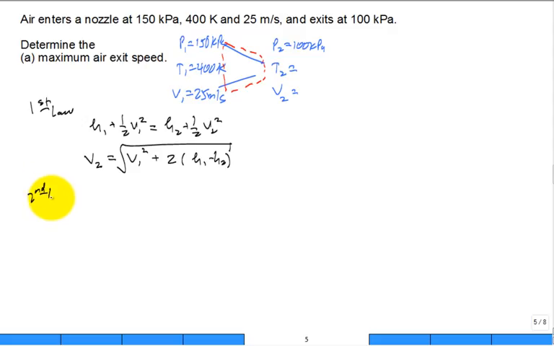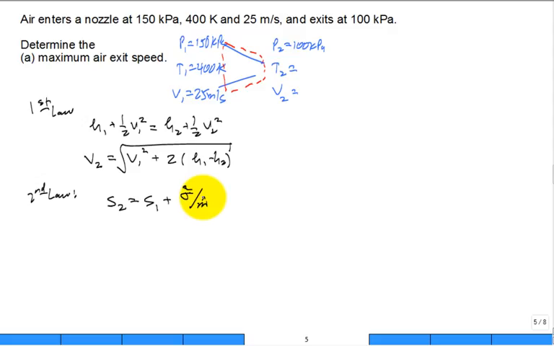Now, let's talk about the second law. You're going to have that the exit entropy is equal to the inlet entropy plus how much is generated per how much is flowing through. We had no heat transfer. There's no entropy transfer if it's adiabatic.